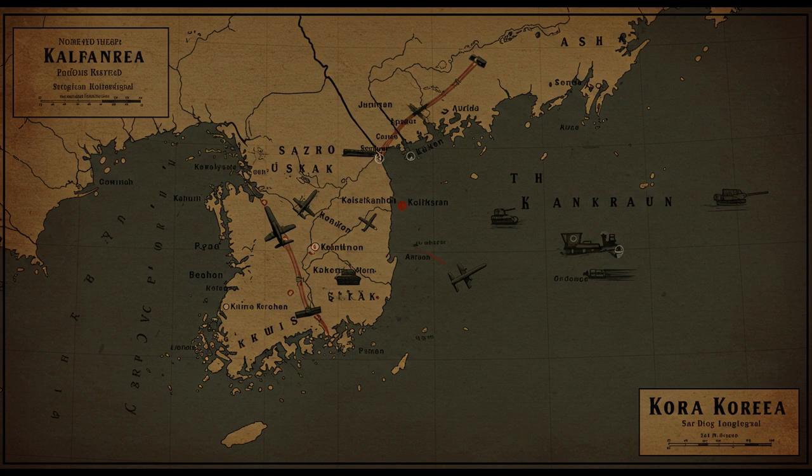The victorious Allied powers, particularly the United States and the Soviet Union, had different ideas about how Korea should be governed. This disagreement led to a temporary division of Korea at the 38th parallel, an imaginary line across the middle of the country. The Soviet Union supported a communist government in the north, led by Kim Il-sung, while the United States backed a democratic government in the south, led by Syngman Rhee.